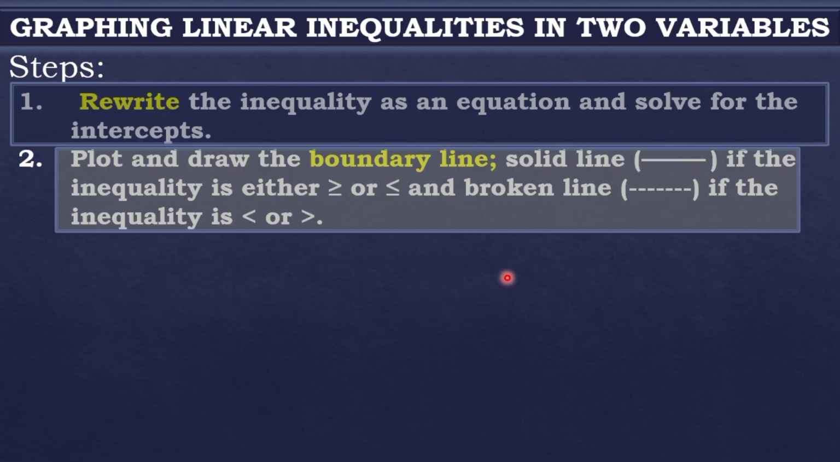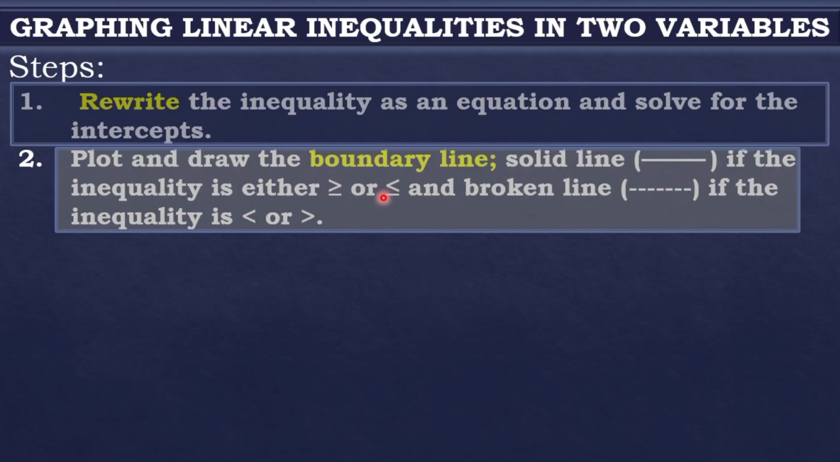So, yung boundary line, ito yung line na i-graph natin pag na-plot mo na yung mga intercepts. Now, meron tayong dalawang klase ng line. Ano ba itong dalawang lines na to? Yung isa, solid line, ito yung buo. Ito ay gagamitin mo kapag ang symbol ng inequality mo ay less than or equal to or greater than or equal to. Or simply, gagamitin mo itong solid line, itong buo na to, kapag meron siyang equal sign.